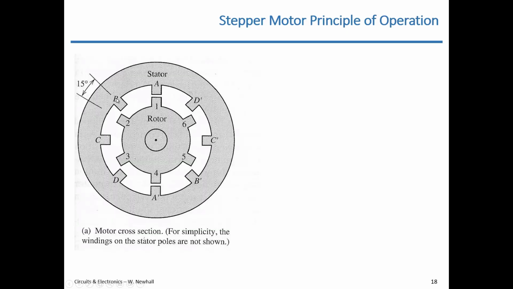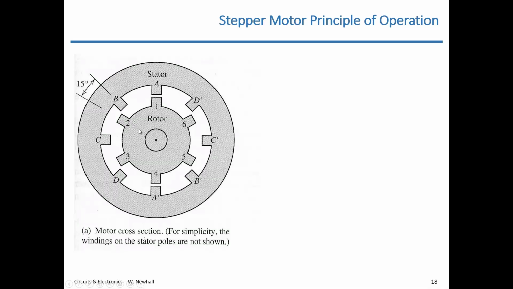Imagine the same thing for B. You could create a magnetic field with a coil of wire wrapped here and wrapped here to create a magnetic field between B and B prime. And then between C and C prime and D and D prime, you could independently create magnetic fields.